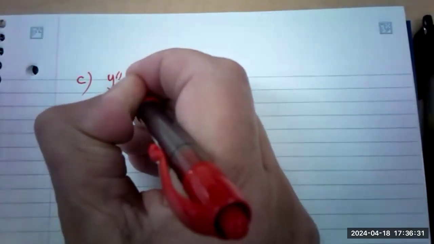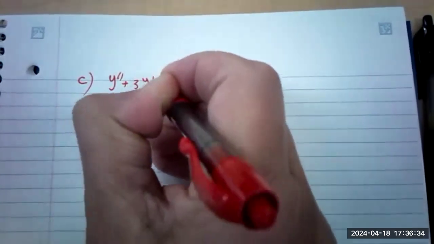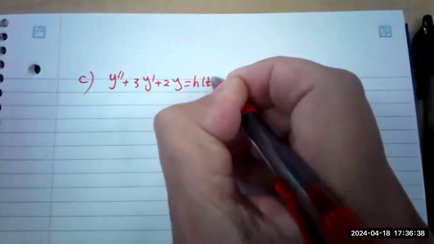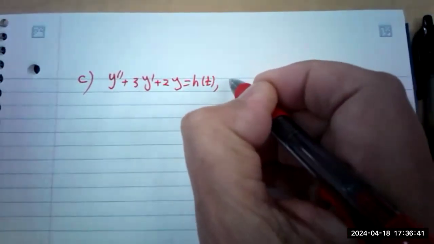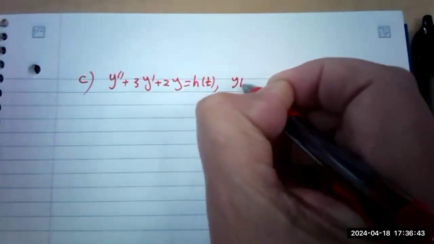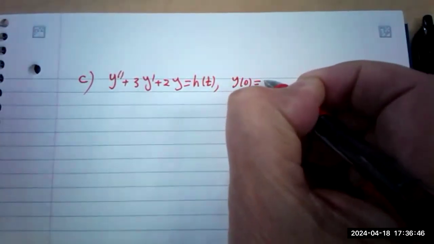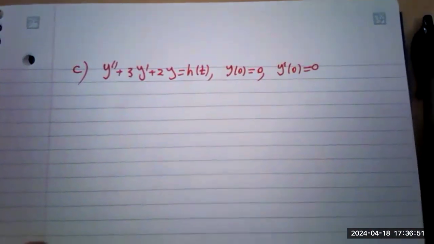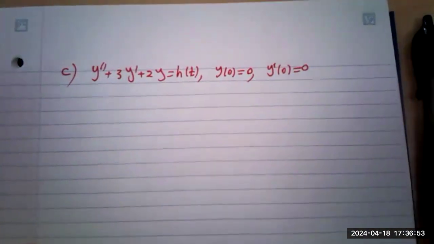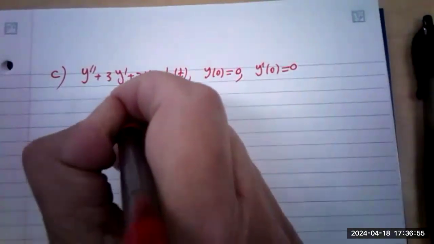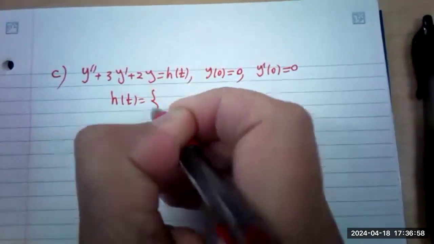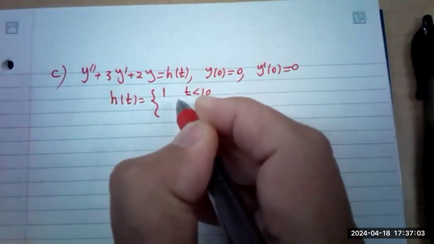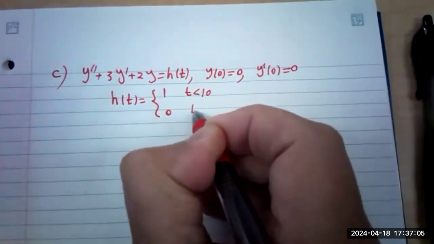y'' + 3y' + 2y = h(t) again. But in this case, y(0) is 0, y'(0) is 0, and you have the h function, which is similar to the one that we did. h(t) is 1 when t is less than 10, and it's 0 when t is greater than or equal to 10, okay?